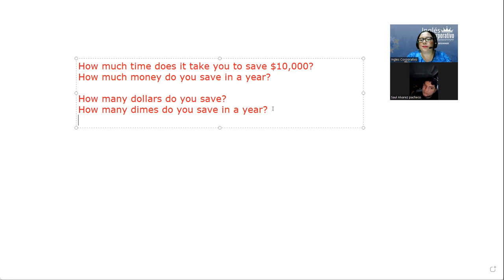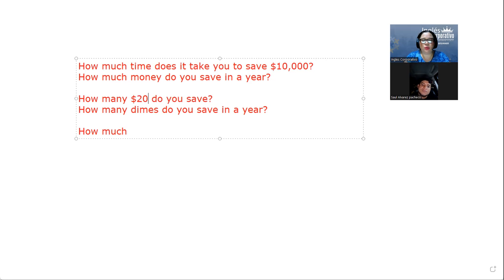For example, teacher, the difference in how much and how many, for example, how much time does it take you to save $10,000? And how many dollars? Tell me. Quiero utilizar la misma, pero decirle como cuántos billetes, por ejemplo, por cuántos billetes de 20 son $100,000. Para utilizar la diferencia entre how much and how many. Ahí sí sería diferente, ¿verdad?